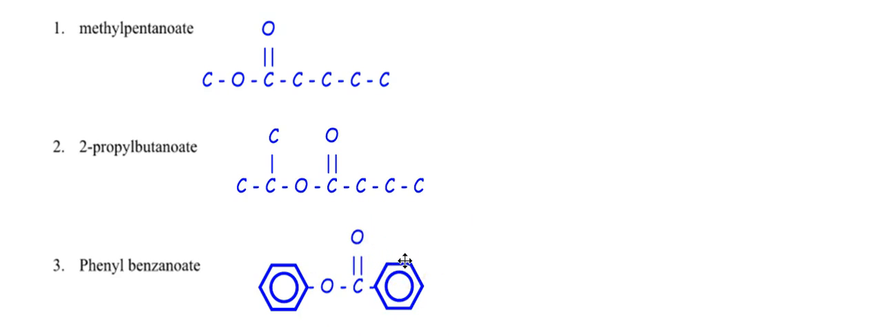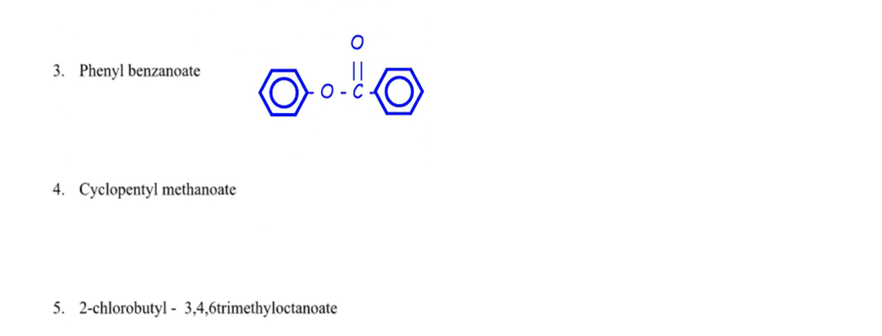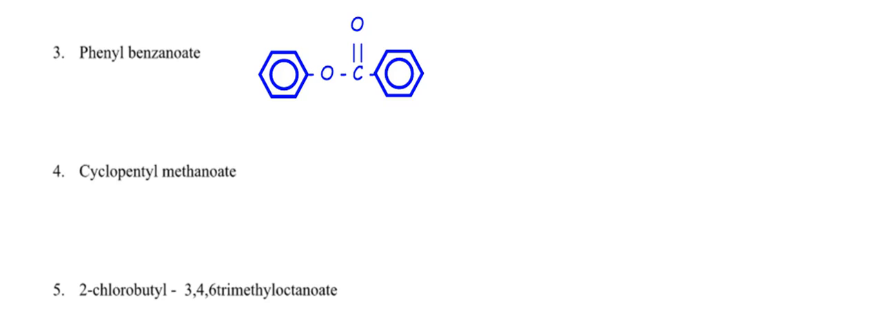I should probably just mention real quick that you can flip these if you want to make the methyl group over here and then the pentanoate on this side. I think I did that more commonly in the notes, but either way you flip it, it's okay. If you want your single bonded O on the left, be my guest. So here's my phenyl off of the single bonded O, and then here's my benzoate, which comes from the benzoic acid. The cyclopentyl methanoate is right here. So here's my cyclopentyl off the O, and here's my methanoate.